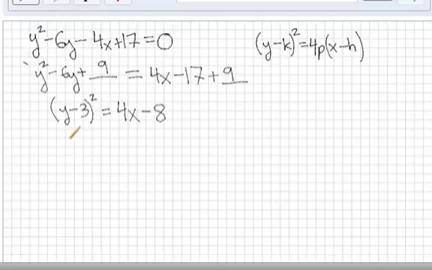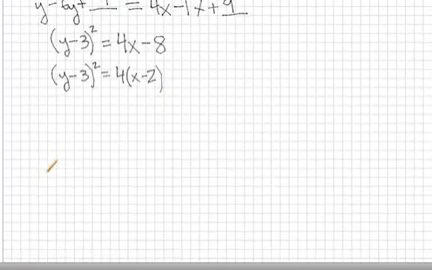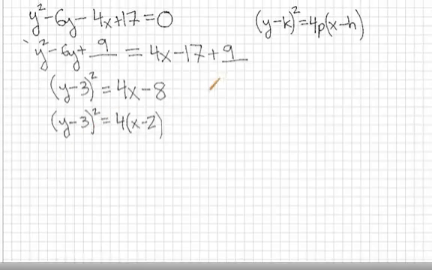Okay, so we're almost there. We can't have a coefficient out in front of the x there, so we have to take it out front of x. So we take the 4 out front, and we get x minus 2. Okay, so since the y is squared, that means it's a parabola opening right or left.